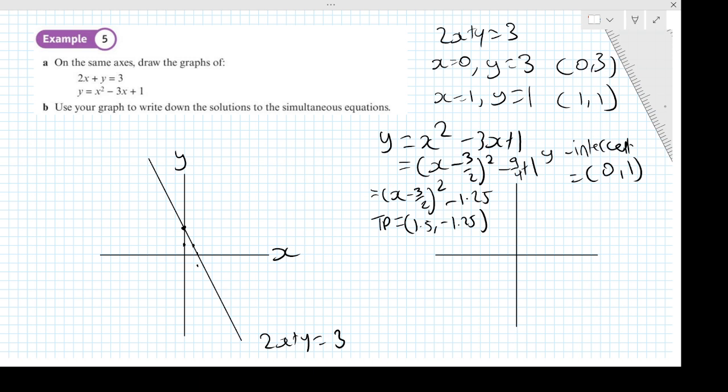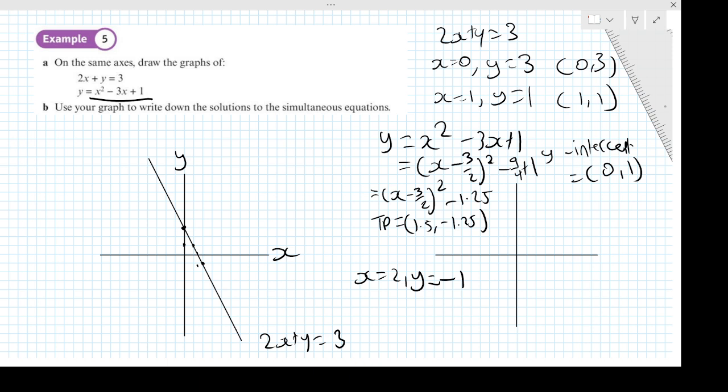So, like before, we consider when x is 1.5. What happens when x is 2? When x is 2, where should we do it? Here? No, here. When x is 2, y would be what? I'm going to substitute 2 into the quadratic. So 2 squared is 4, 4 minus 6 would be minus 2, plus 1, that'd be minus 1. And actually, it would be coinciding with that point on the line there.